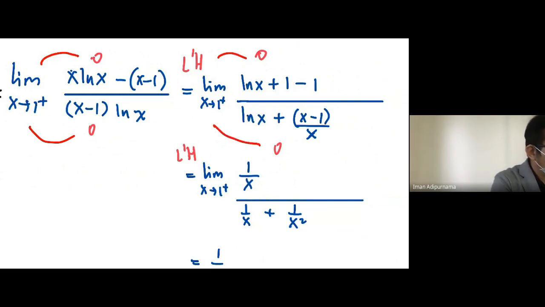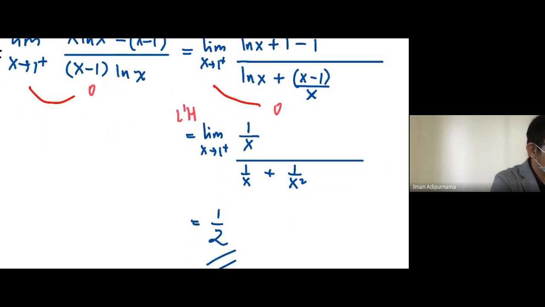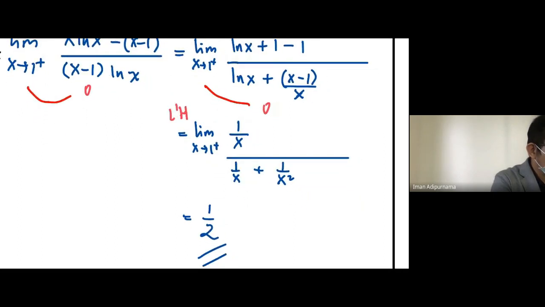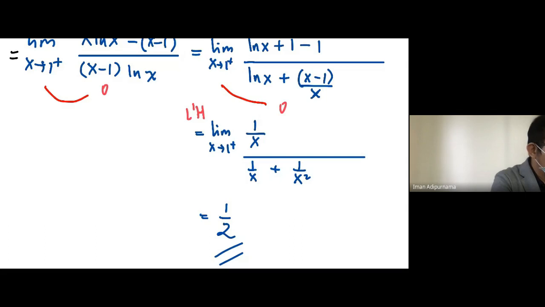And it becomes 1 over x, 1 over x, and this will be 1 over x squared. Then this is precisely take 1 inside. This is 1 over 1 plus 1. It's 1 over 2.